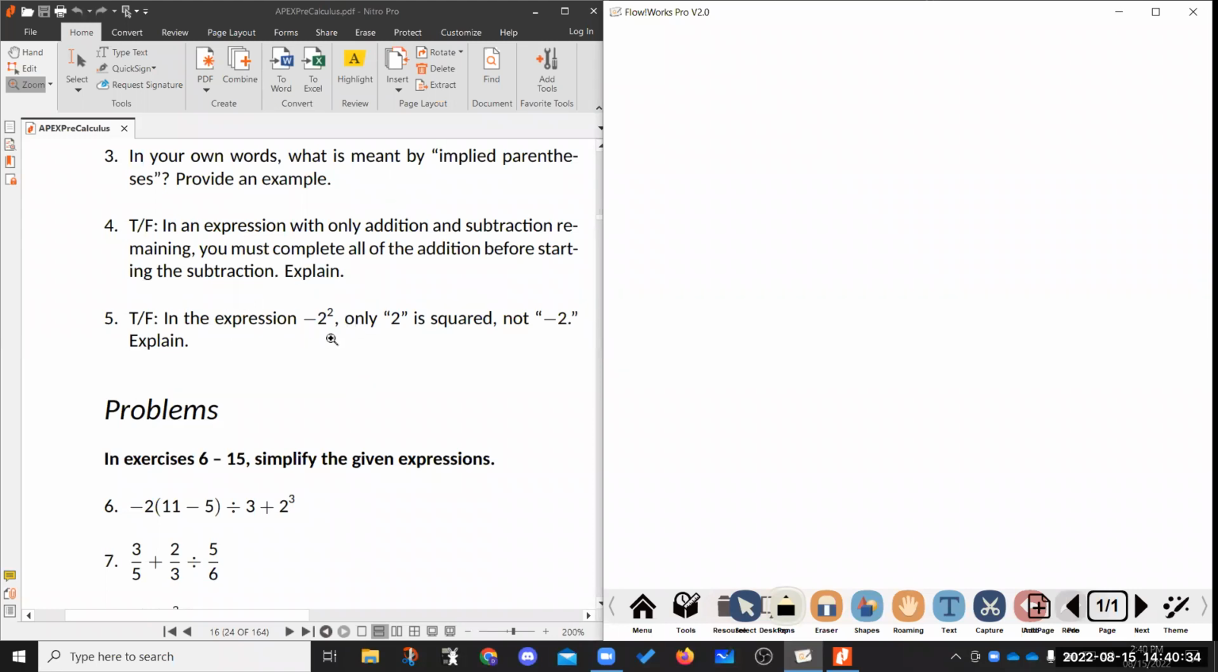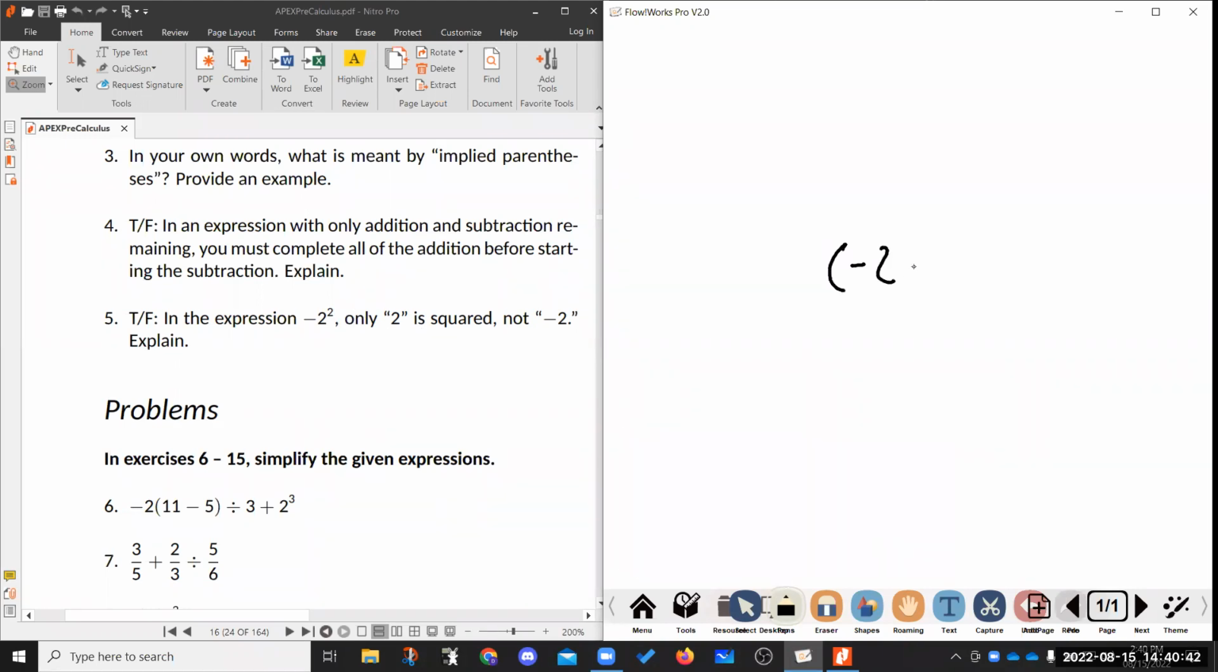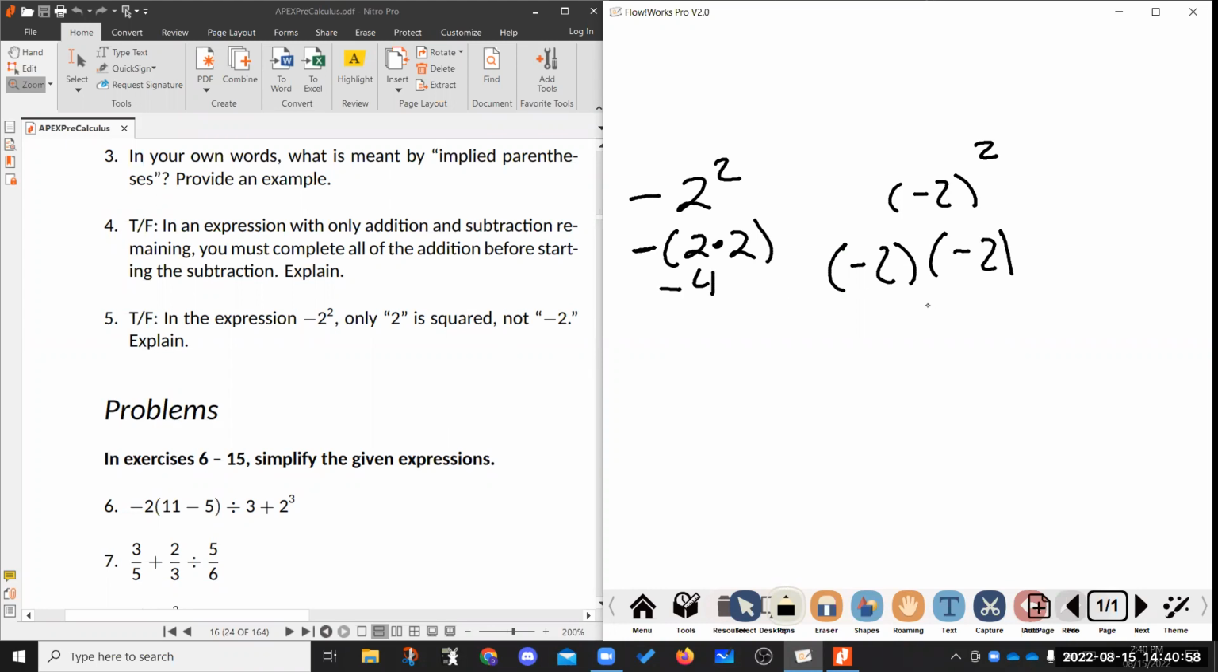The expression -2 squared: it's only the 2 that is squared, not the -2. That's true. If we wanted to have -2 times -2, we would have to write (-2) squared. If we write -2 squared, we mean the opposite of 2 times 2. So this is a -4, and this is a +4.